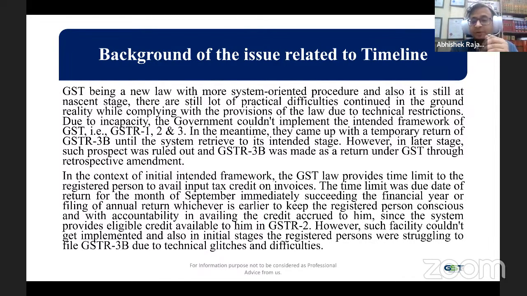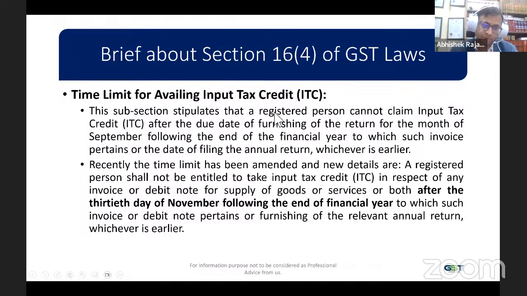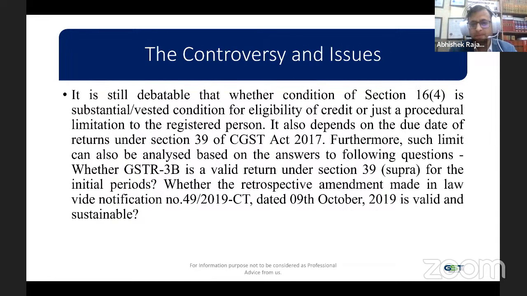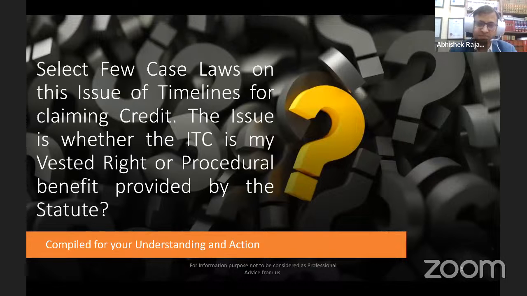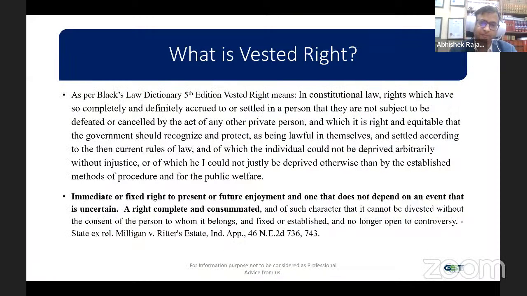Instead of the stopgap arrangement going back, we never got GSTR 3 and 3B became permanent. So the last date to claim ITC was September of next financial year, which was extended to November. The problem is if we miss this. What about vested right?